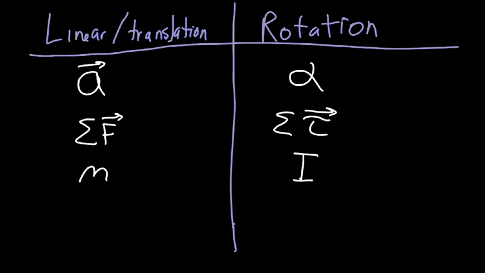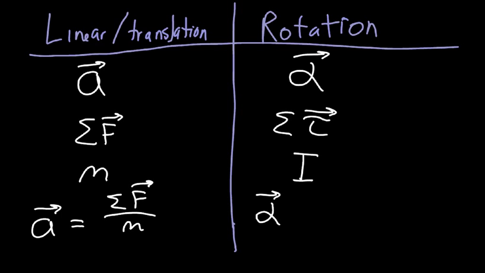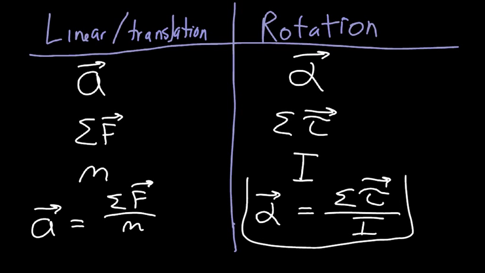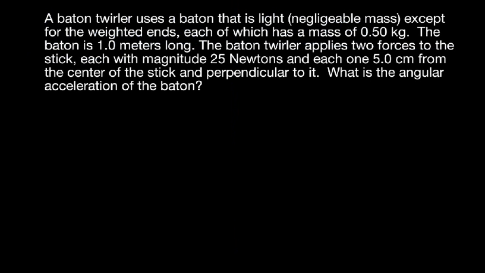So this should be a vector, as should this. We can kind of move on to the second law stuff. Acceleration in linear motion we said was net force divided by the mass. Now we're on to angular acceleration. It's going to be equal to the net torque divided by the rotational inertia. And there we have it, second law for rotational motion.